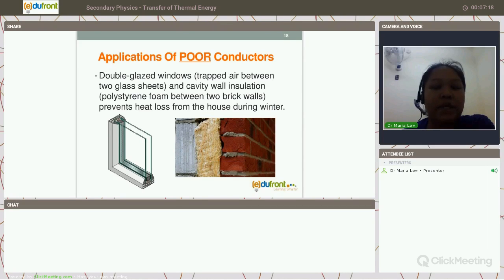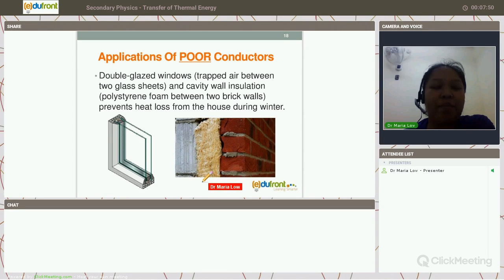These kinds of designs are used to prevent heat loss from the house during winter, because during winter the temperature inside the house is higher than the exterior, as there's a heater in the house, but no one wants the house to cool down very quickly. So they have double glazed windows where you have air trapped in between, and you have polystyrene foam in between the brick walls.